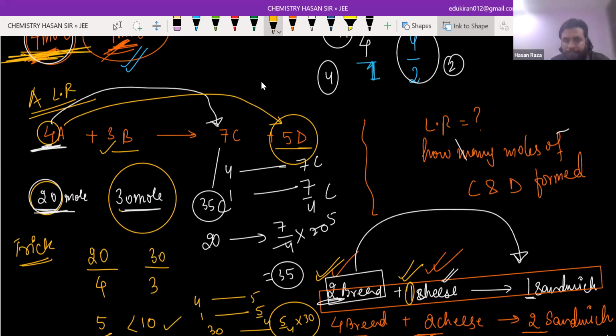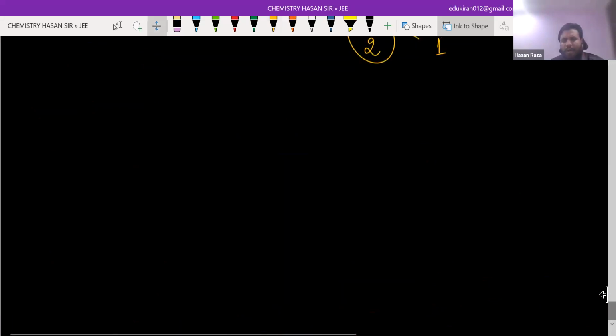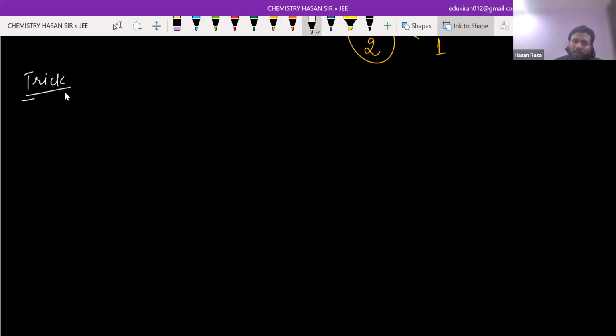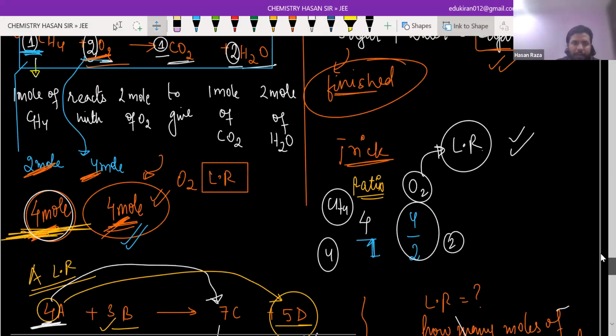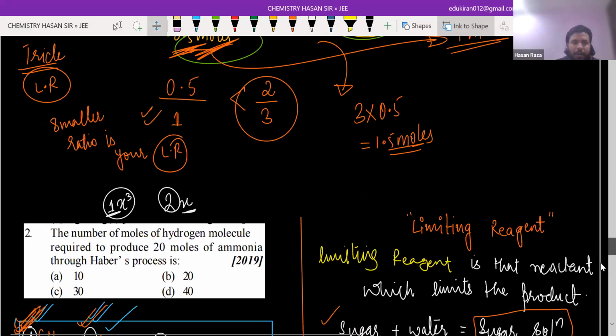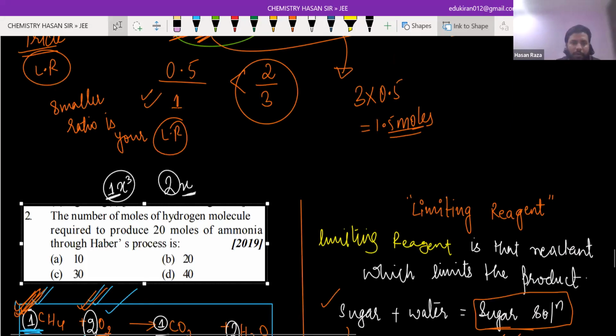Yes, sir. So it's very, very easy. Again, I'm just going to summarize it. How to know which one is your limiting reagent: take the number of moles given divided by the balanced chemical equation moles; the one which is smaller is the limiting reagent. The product will be decided on the basis of the limiting reagent. Now come to the question.